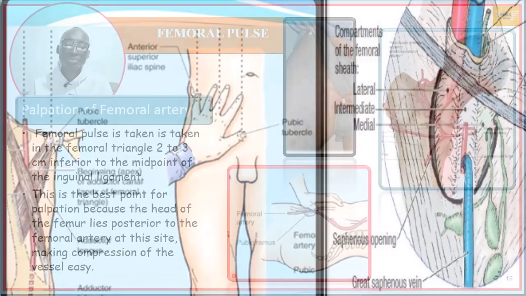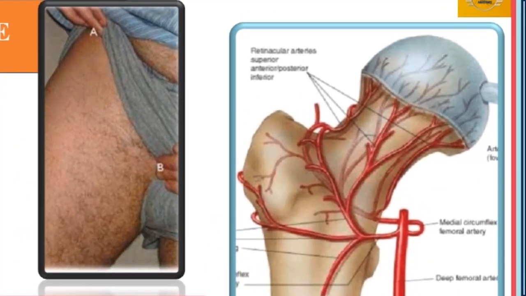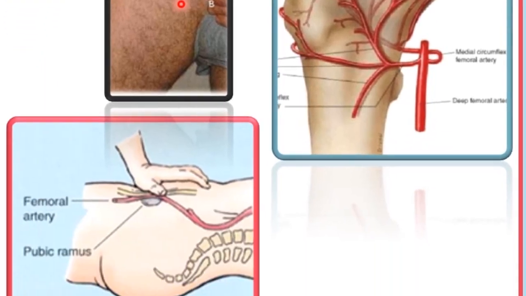Now, in taking palpation of the femoral artery, the best point to do this is about 2 to 3 cm below the midpoint of the inguinal ligament. Here in this illustration, we are seeing the anterior superior iliac spine, and this is part of the region where we have the pubic tubercle. Now, this is the stretch of the inguinal ligament, and then we have about 2 to 3 cm below this. That's the best point to pick the femoral pulse, as you can see in the next illustration here.